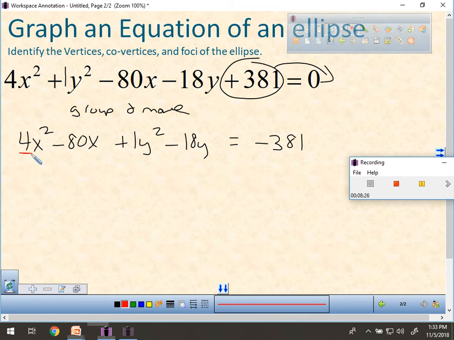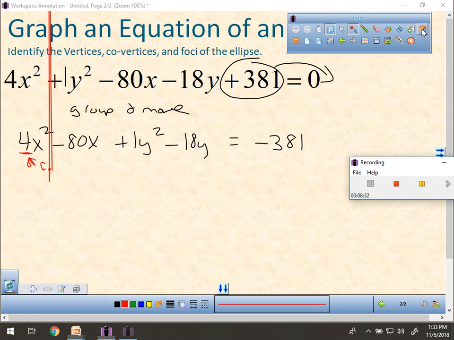And I notice, see right here, that 4 that's in front, I need to factor that 4 out. So that's what I'm going to do with that 4 right there. So I'm basically going to divide by 4. So the 4 is going to come out, factor that out.